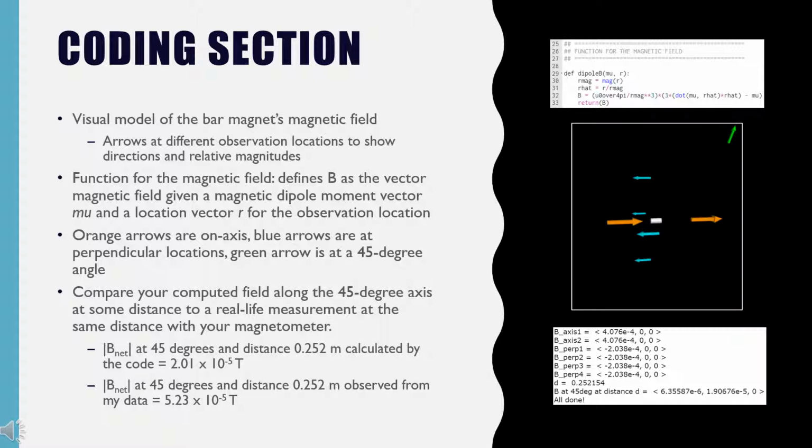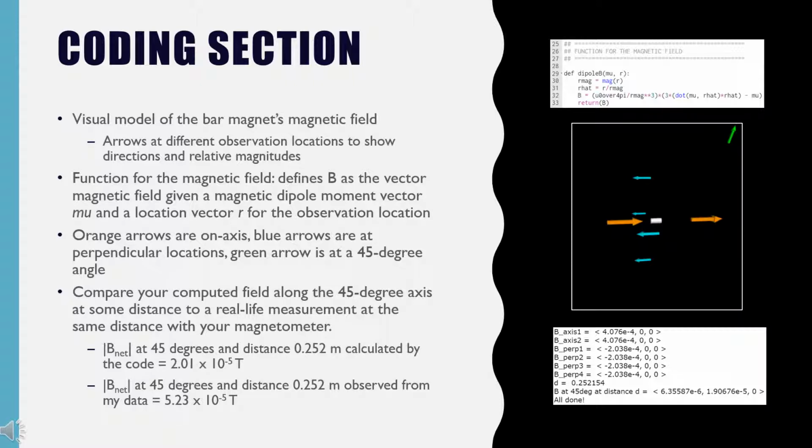In the visual representation of the magnetic field, the orange arrows are at locations on axis while the blue arrows are at perpendicular locations. This explains why the orange arrows have twice the magnitude of the blue arrows, as well as why the orange arrows are pointing in the opposite direction. The green arrow in the top right corner represents the magnetic field at a 45-degree angle and distance 0.252 meters away from the magnet. I had to scale this arrow by an additional factor of 10 just for it to be visible, so this magnitude is quite small relative to the closer on-axis and perpendicular arrows.